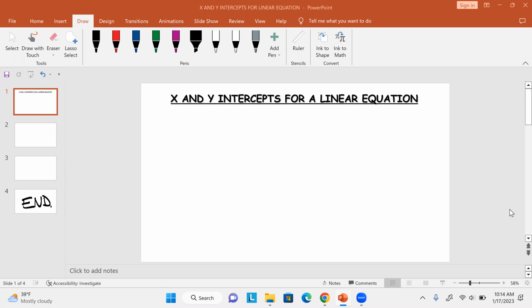In this video, I will explain how to find the x-intercept and the y-intercept for a linear equation. But first of all, you have to understand that a linear equation is an equation where the graph will be a line. For example, 2x plus 5y equals 10 is a linear equation and the graph will be a line.